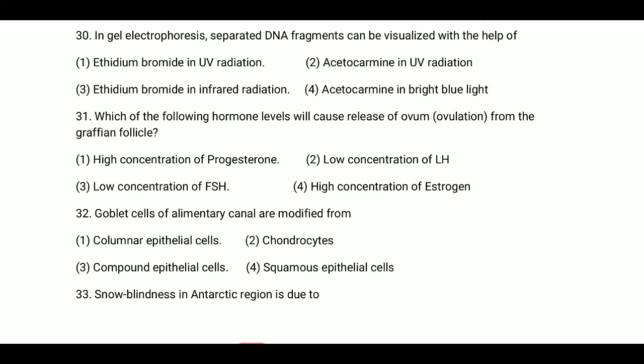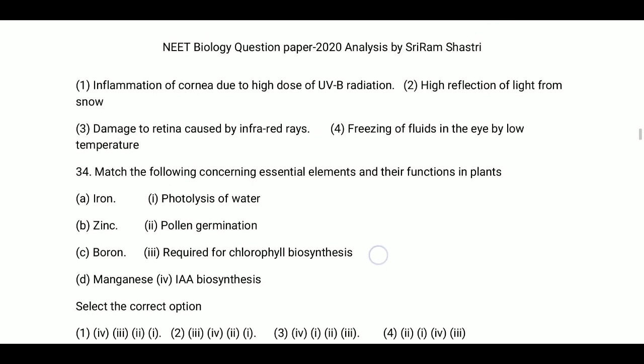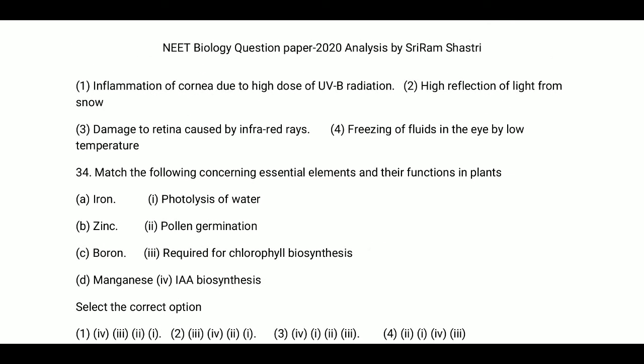Snow blindness in Antarctic region is due to inflammation of cornea due to high dose of UVB radiation, high reflection of light from snow, damage to retina caused by infrared rays, freezing of fluids in eye by low temperature. So out of these options, it should be inflammation of cornea due to high dose of ultraviolet type B radiation, first option, because there is a hole in the ozone layer. First option is right.